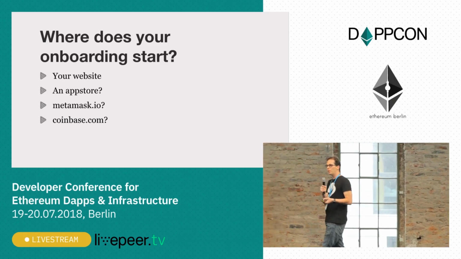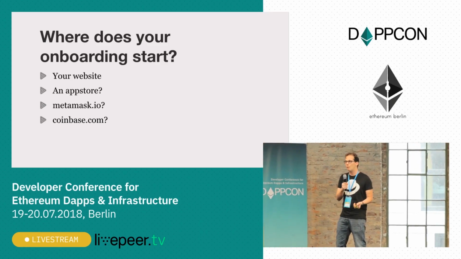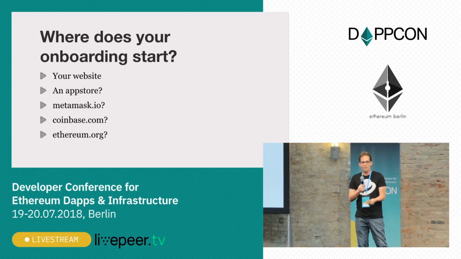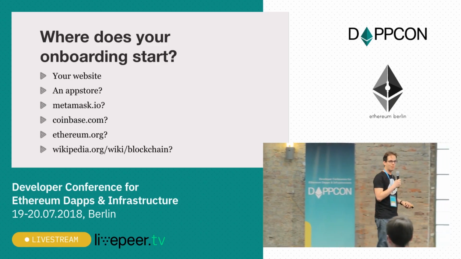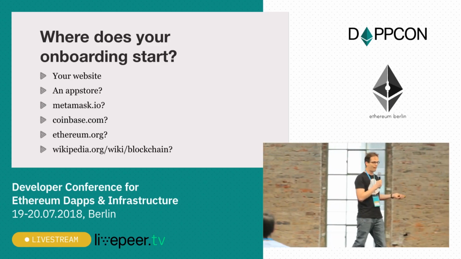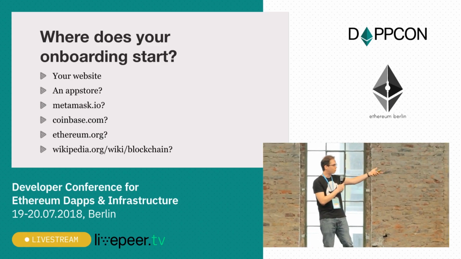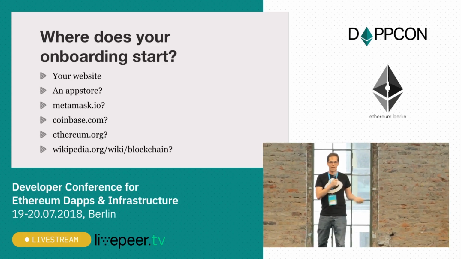Or maybe, why would they even be buying Ether if they don't know about it? So maybe your homepage is Ethereum.org. Or maybe not. Maybe people are coming from Wikipedia, learning about blockchains, right? They go to Wikipedia, then to Ethereum.org, then to Coinbase, then to MetaMask, then to the App Store.